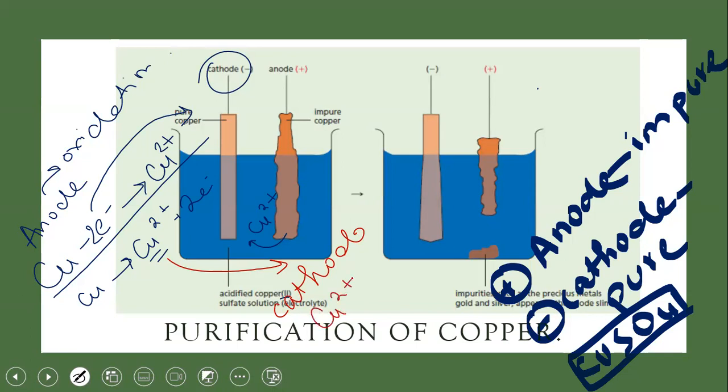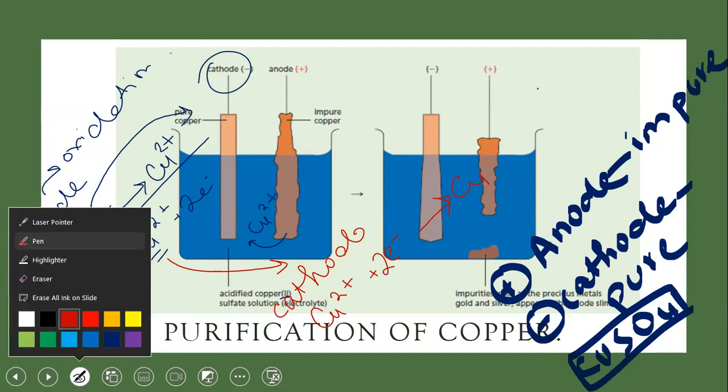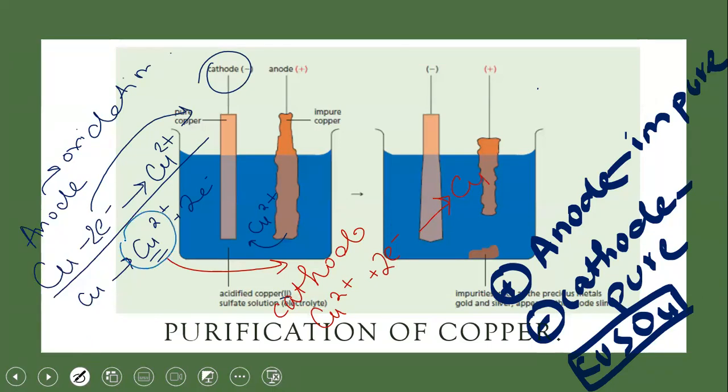And what process happens at the cathode? The cathode is reduction. So what will happen? It will gain electrons, and when it gains electrons, it will turn into copper metal. So the anode is going to keep on dissolving, keep on breaking down and producing copper ions. These copper ions being formed from the anode will go to the cathode.